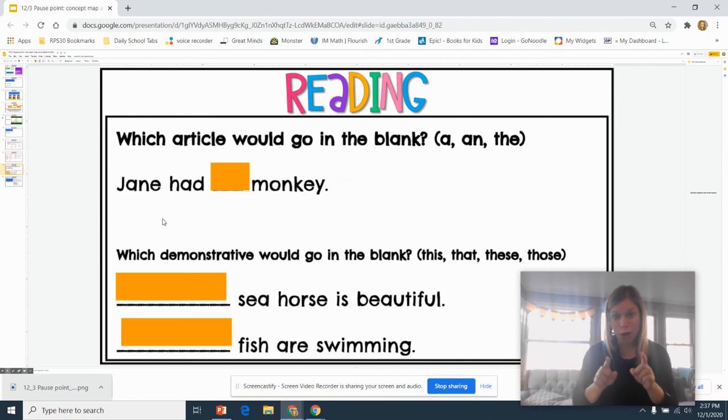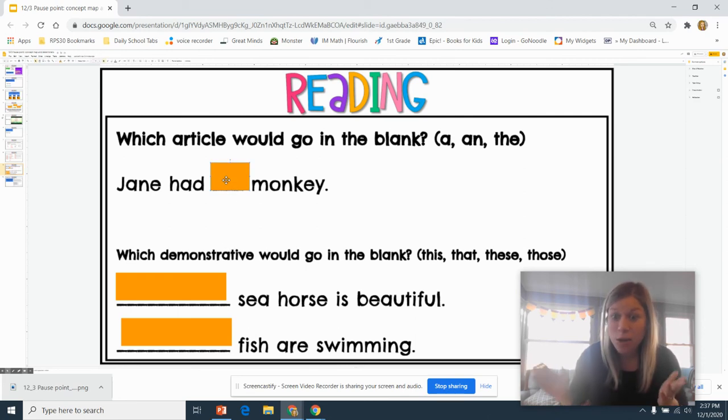Well, now it's your turn to meet your learning goal. You're going to look at these sentences and you're going to decide which determiner goes in the blank, because your goal today is to use determiners. The first sentence, the question says, which article would go in the blank? A and the. That's just reminding you what an article is. Jane had blank monkey. Well, you decide which one of these words, a, an, or the, would make sense in the sentence. And you're going to type it into the orange box.